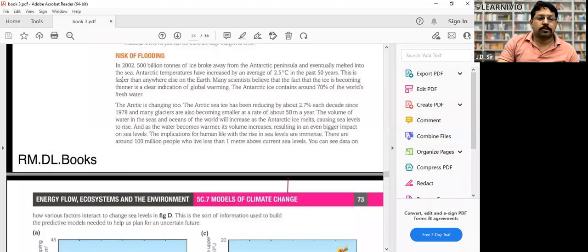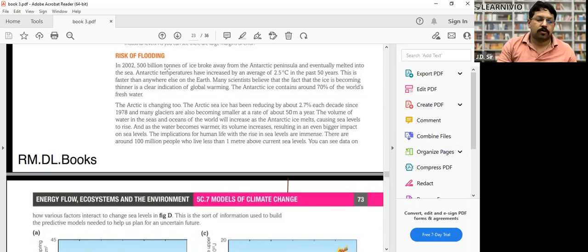In 2002, 500 billion tons of ice broke away from the Antarctic Peninsula and eventually melted into the sea. You know why it is happening. The ice which is permanently frozen in the North Pole and South Pole, now that is melting. Why?